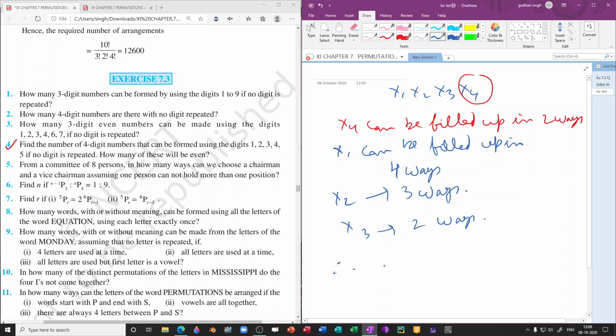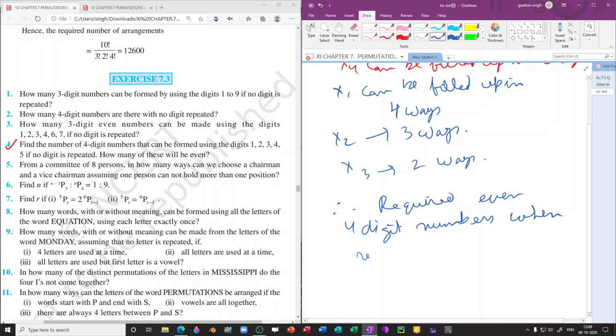Therefore, required even 4-digit numbers when repetition is not allowed will be equal to, we'll be using the fundamental principle of counting, that is equal to, first x1 can be filled up in 4 ways, then x2 in 3 ways, x3 in 2 ways, and x4 again in 2 ways.